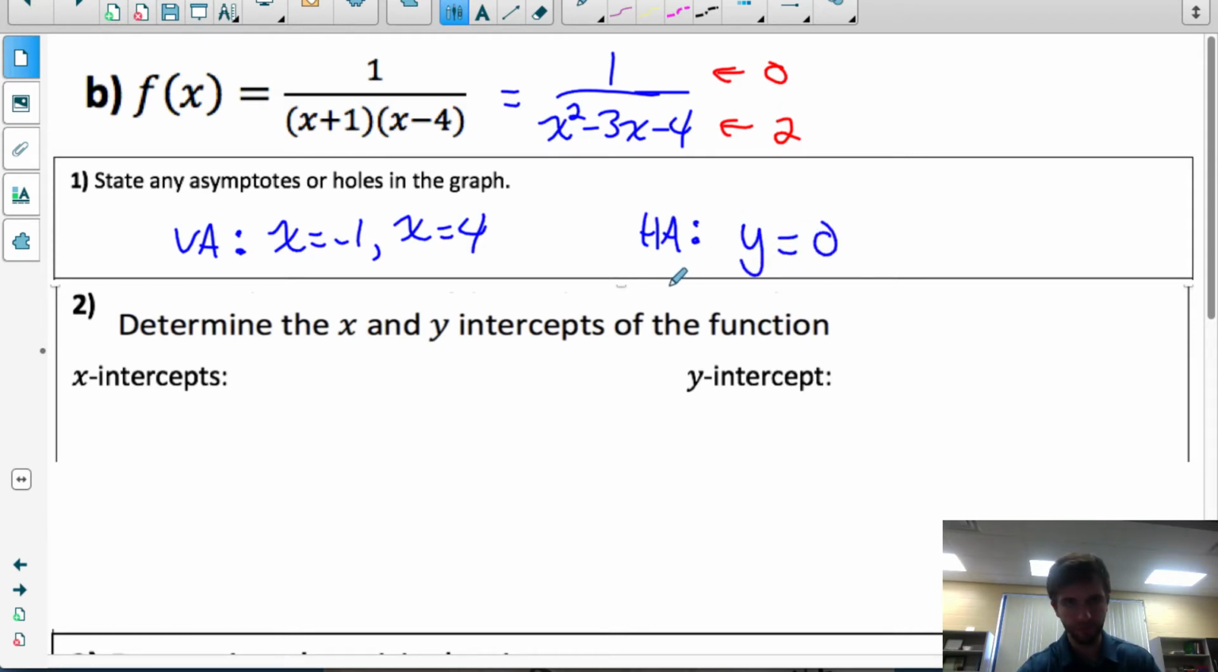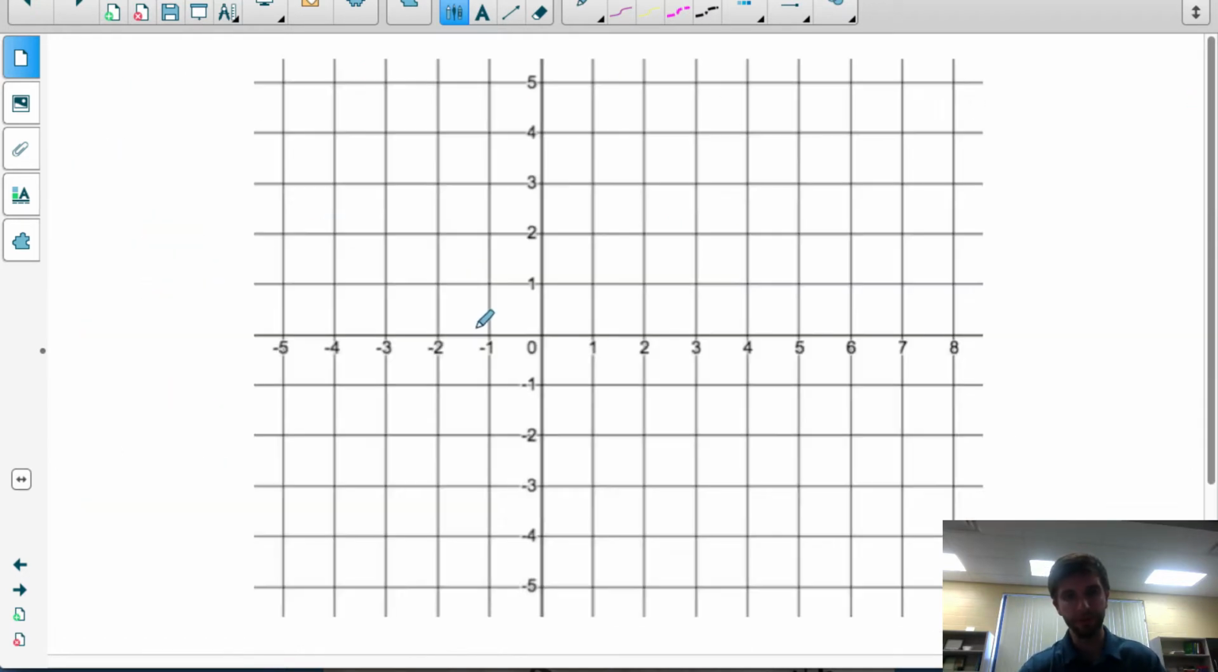Reason being because if I were to plug in an infinitely big x value into this function, the denominator gets infinitely bigger than the numerator, meaning the y values are going to be approaching 0, right? 1 over an infinitely big number is going to be approaching 0. And same if I were to plug in negative infinity, right? Same idea. So let's just plot those quickly on our graph.